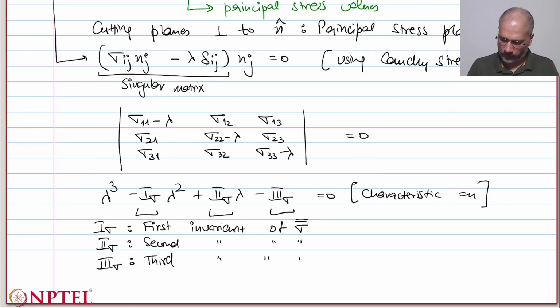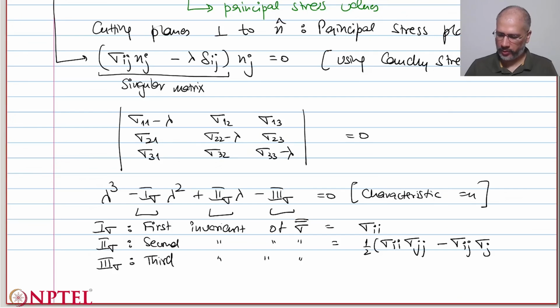The first invariant is sigma ii. The second invariant is half of sigma ii times sigma jj minus sigma ij times sigma ji. And the third invariant is simply the determinant of the stress tensor sigma.